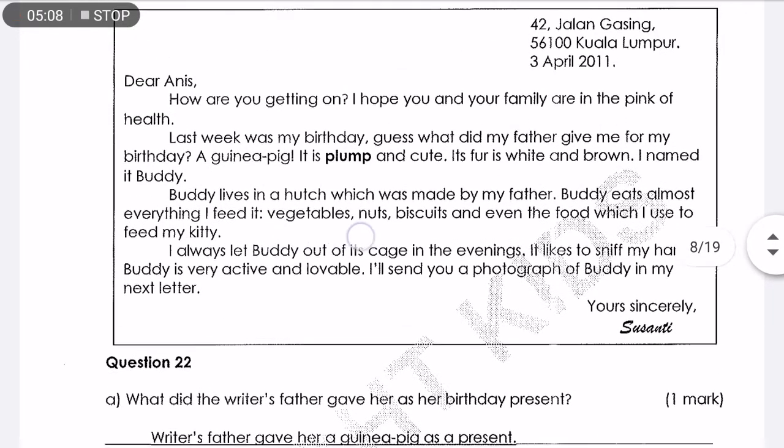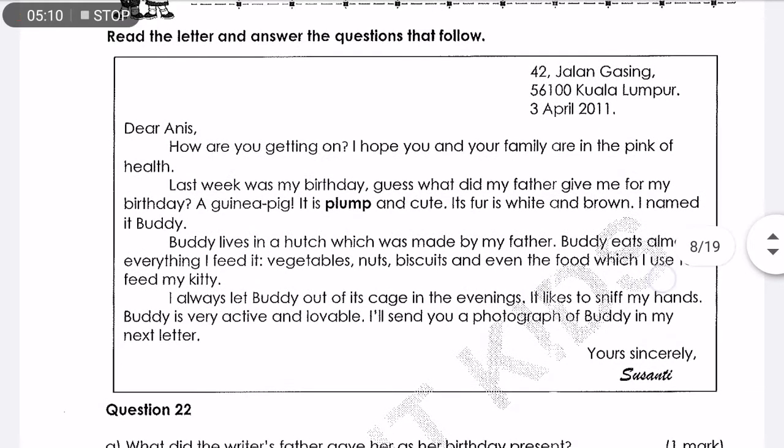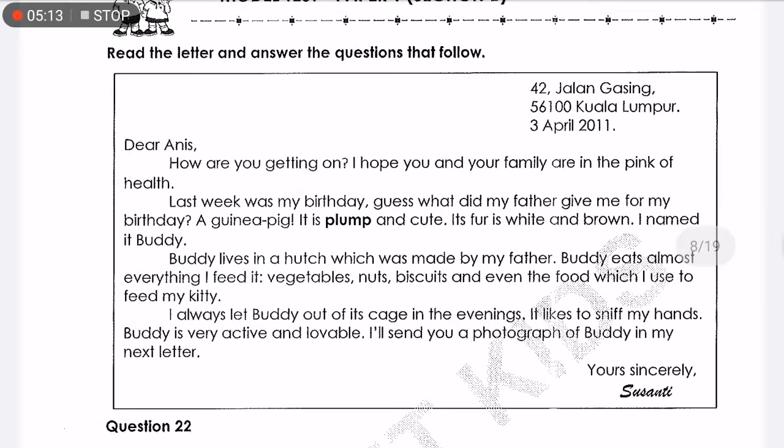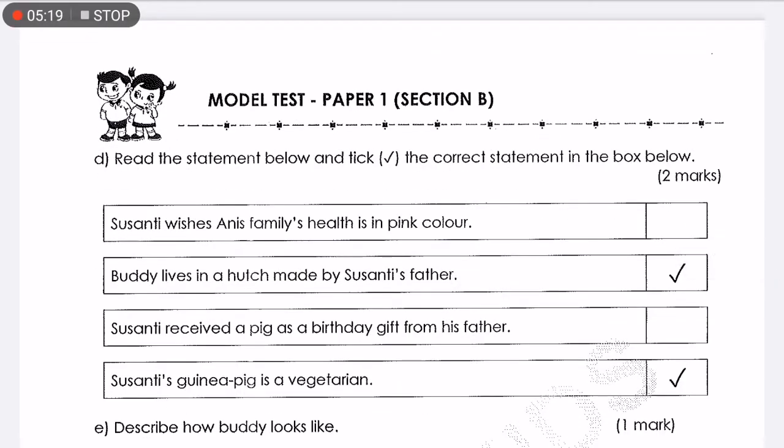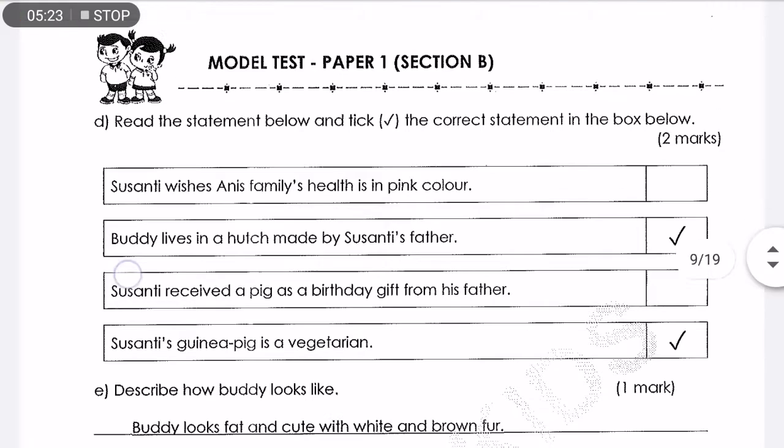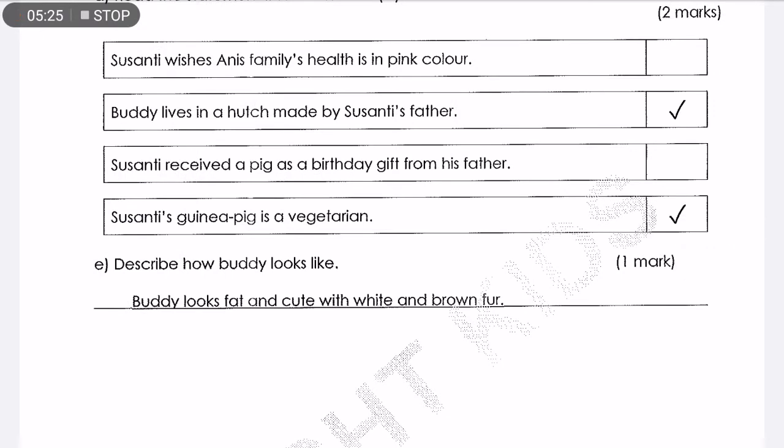I feed it vegetables, nuts, biscuit, and even the food which I use to feed my kitty. Now, vegetable, nuts, biscuits, and even the food which I feed my kitty, it is vegetarian. So it's vegetable. There's no meat involved, so this is a correct statement. Now, describe how a body looks like. Now, the answer is already in the answer.